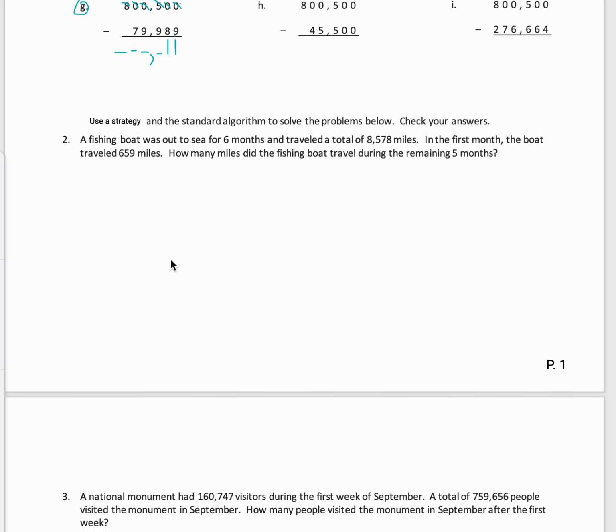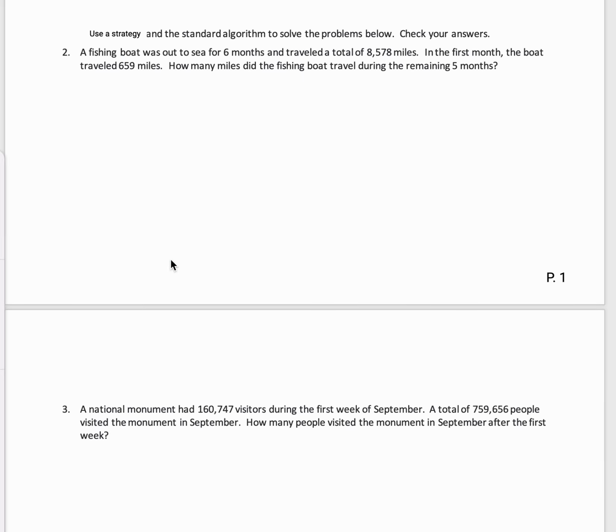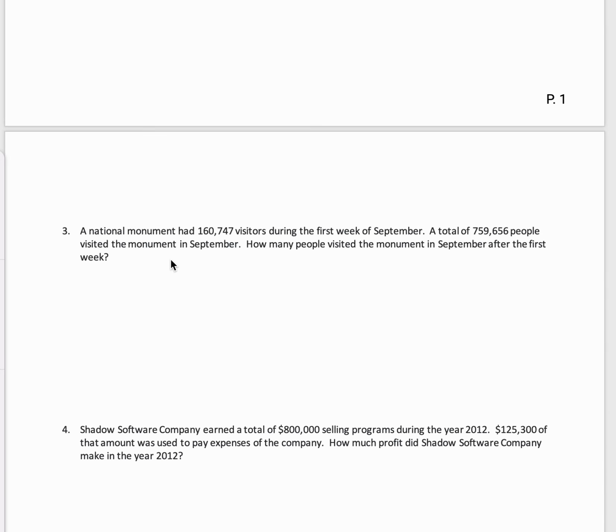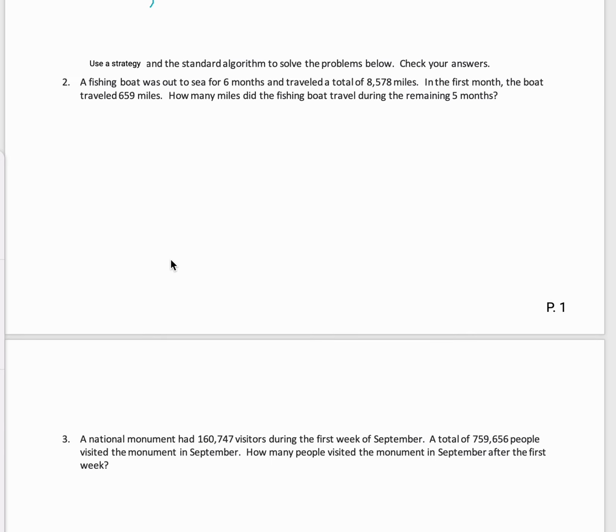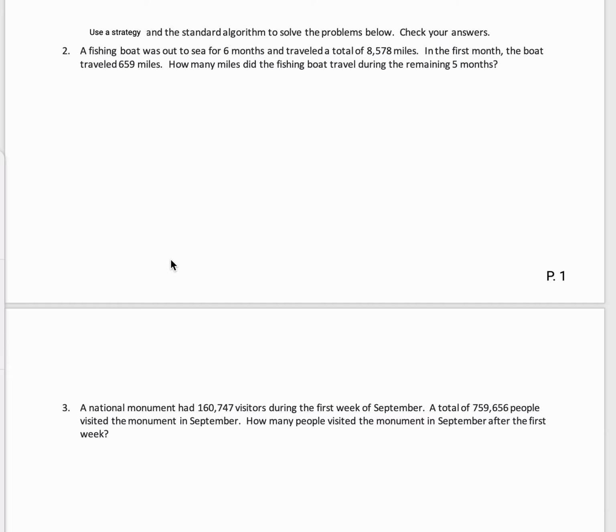So let's scroll down to the number 2 here. Number 2 through, let's see, 5, they are all subtraction questions, okay? They are all subtraction questions. So all you're going to need to do is take the largest total and subtract them. Okay? A fishing boat was out at sea for 6 months and traveled a total of 8,578 miles. In the first month, the boat traveled 659 miles. How many miles did the fishing boat travel during the remaining 5 months?